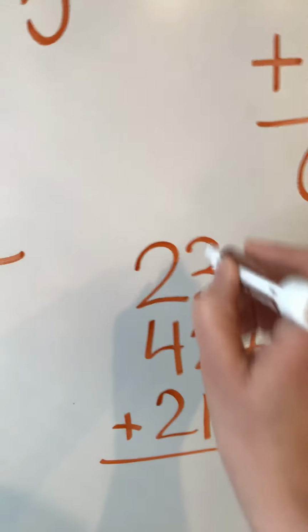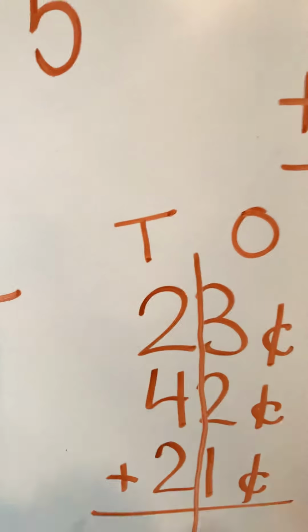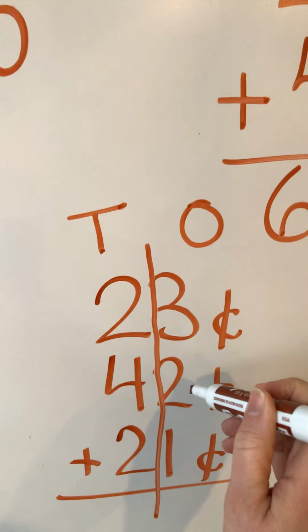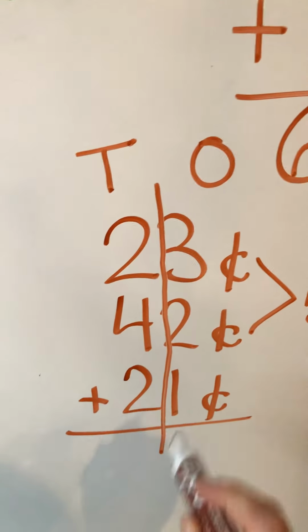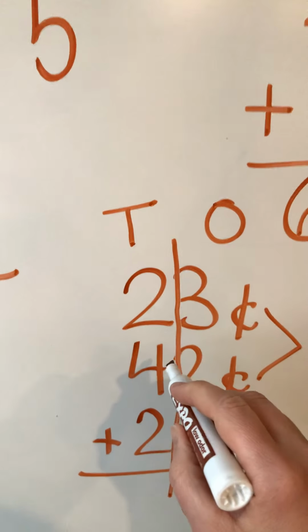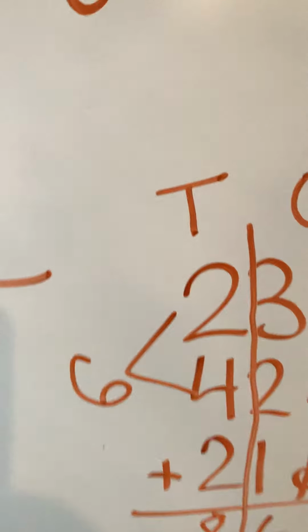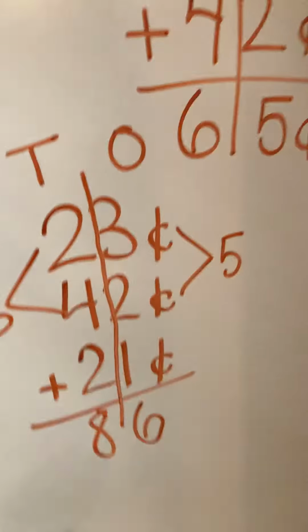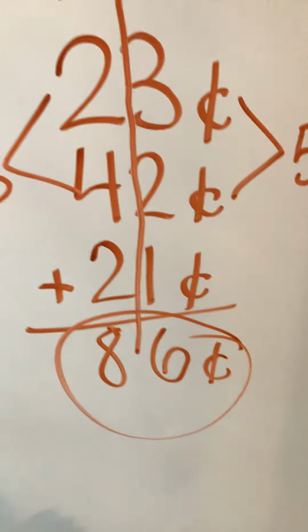All right, so we do the ones column first. If it helps you, you could draw a line down the middle, tens to the left, ones to the right. 3 plus 2 is 5. If you need to remember it, you could put it off to the side. Plus 1 is 6. Then we do the tens column. 2 plus 4 is 6. Plus 2 is 8. Now, the questions were in money, so the answer is also in money, and this is our answer, 86 cents.